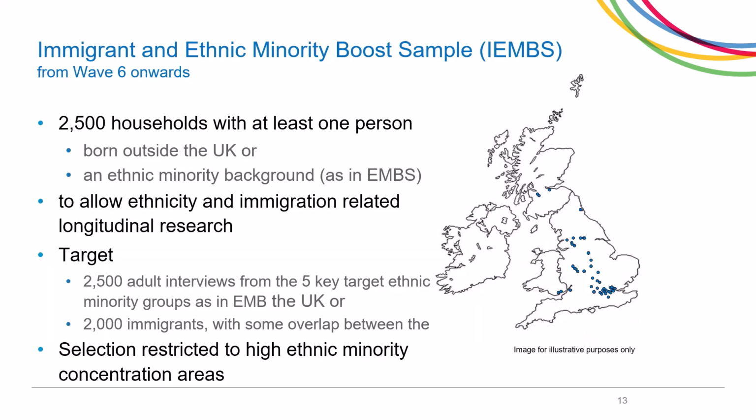In the 6th wave of Understanding Society, an immigrant and ethnic minority boost sample, IEMBS, was added. This was to account for the population changes in the UK since Wave 1 and to allow for ethnicity and immigration-related longitudinal research. The target was to have 2,500 adult interviews from the 5 key target ethnic minority groups, such as in the EMBS, and 2,000 immigrants, allowing for some overlap between the 2 targets.